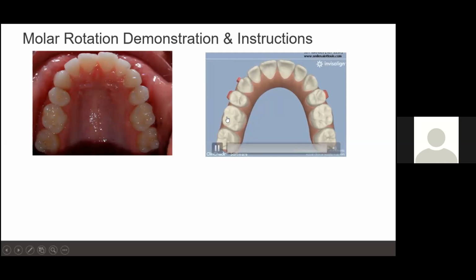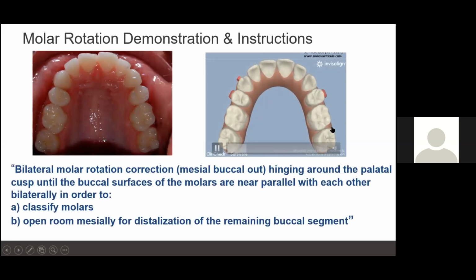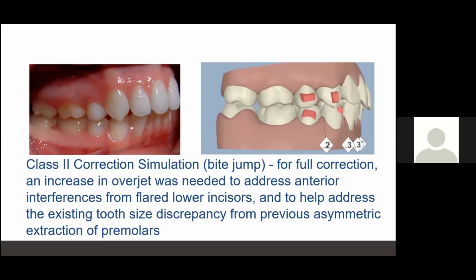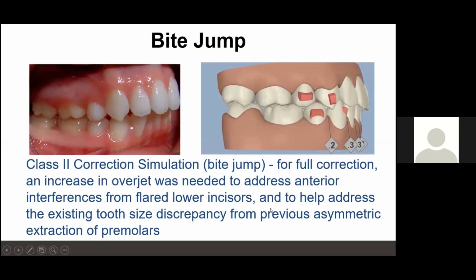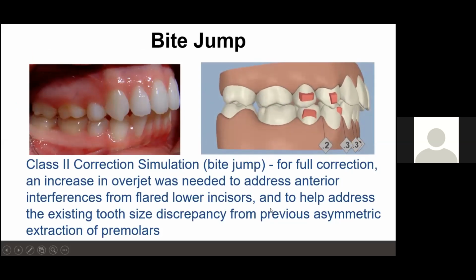So here we're seeing molar rotation correction with expansion. As we discussed, the instructions to the technician are below. And as we look at another view of this, we can see that as the molar fully derotates, it does not address the class 2 100%. So remaining correction is needed with a bite jump. So we're showing arch coordination here at the end with a bite jump to finish the rotation, because the rotation did not do it 100%.